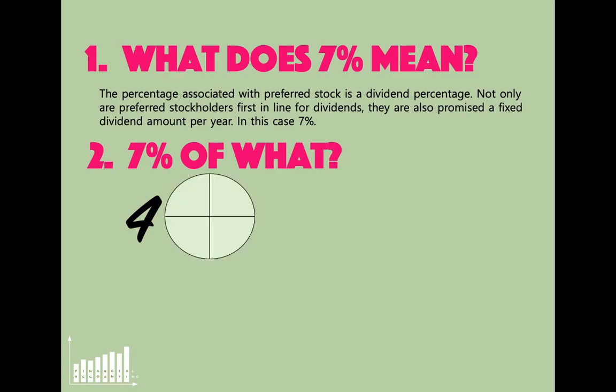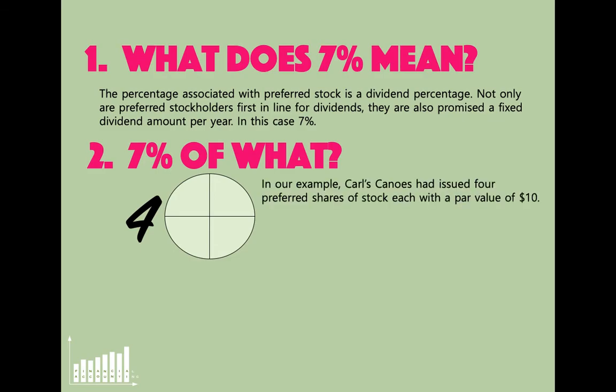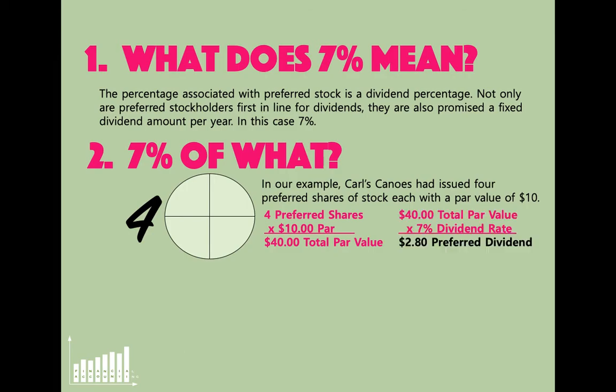There are 4 preferred shares outstanding. Carl has 4 shares of preferred stock. In our example, Carl's Canoes had 4 preferred shares of stock. Each had a par value of $10. And so if we look at the total par value of the shares, there are 4 of them. They each have a par value of 10. That is a $40 total par value. We are guaranteeing Carl, who owns the preferred shares, 7% of the total par value of the shares. So if the total par value of the shares is $40, 7% of that is $2.80 in a preferred dividend.